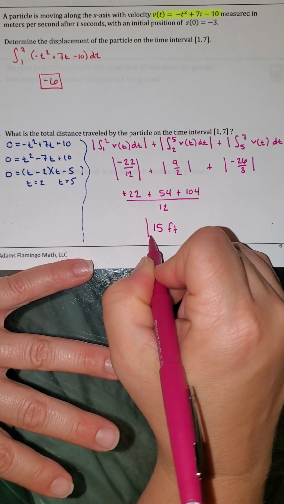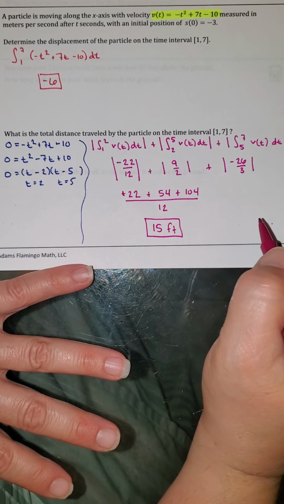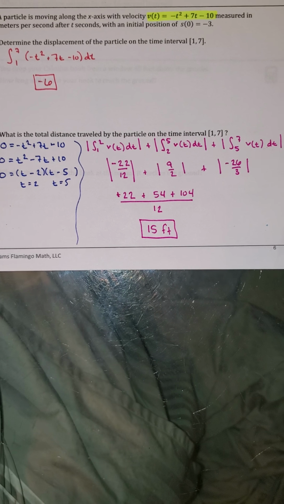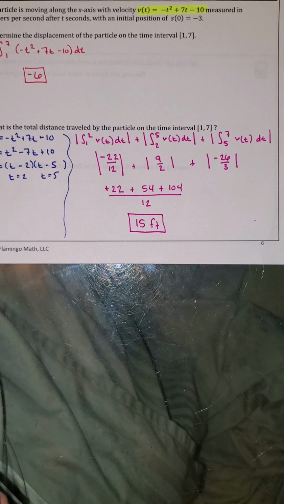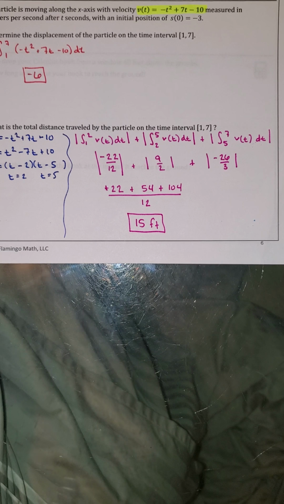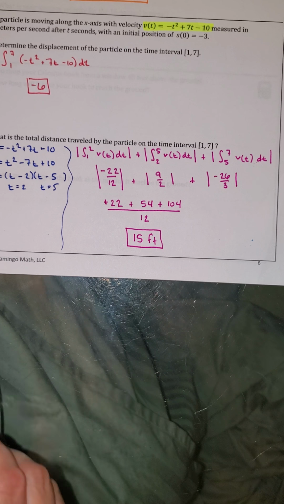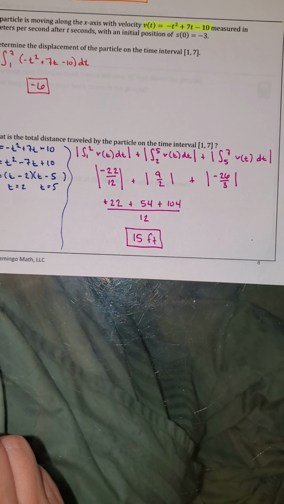So in this particular problem, they did tell us the initial position was negative 3, but we never had to use it. So just kind of how it is sometimes. We could have had to, but we didn't. All right, let's keep going. Keep chugging along.